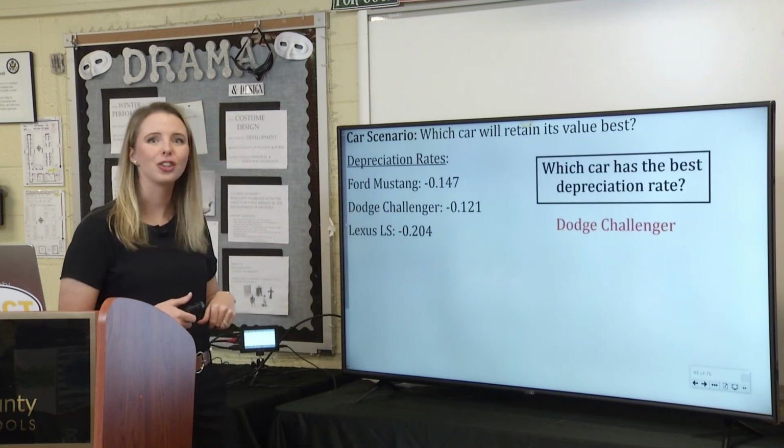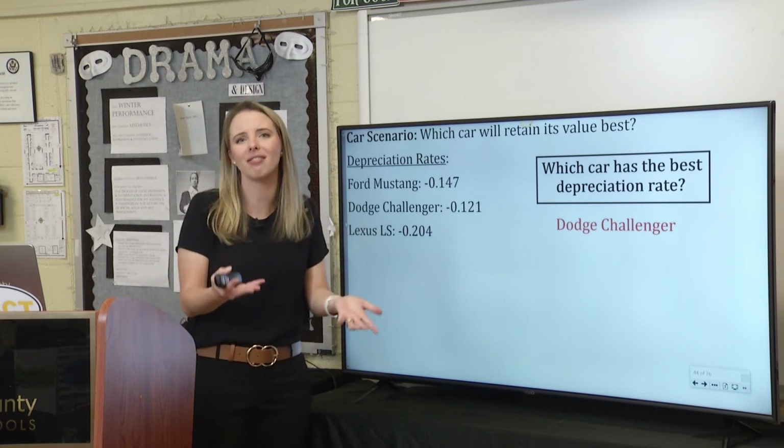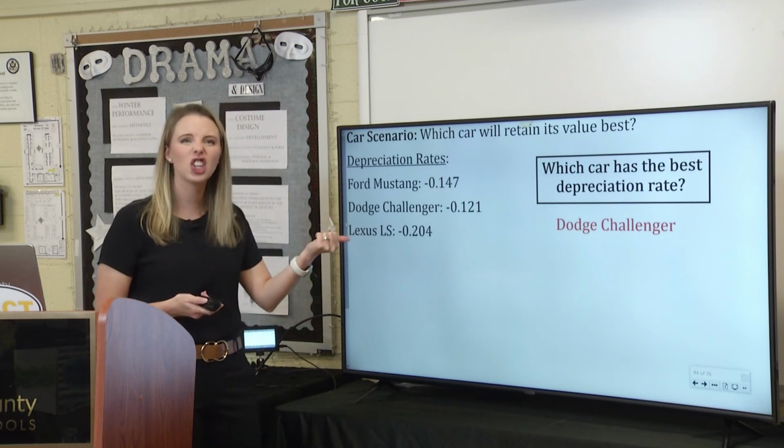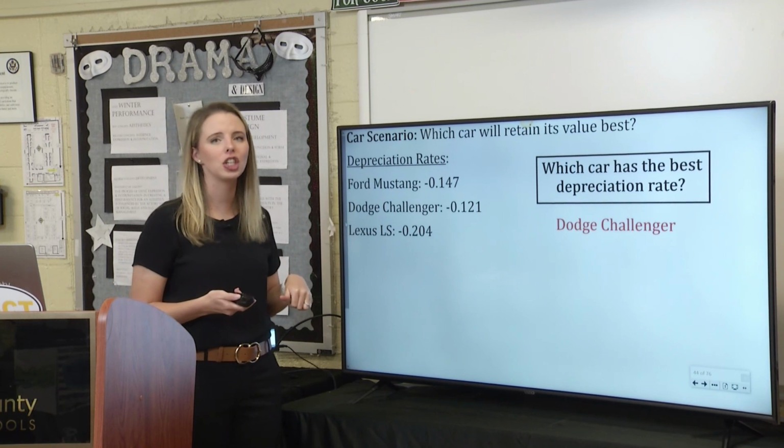The Dodge Challenger, right? So we use these exponential functions to see which vehicle is the best investment for us, which of course we know there are other things to consider: insurance costs, maintenance, overall customer satisfaction. But that's how it applies to you.